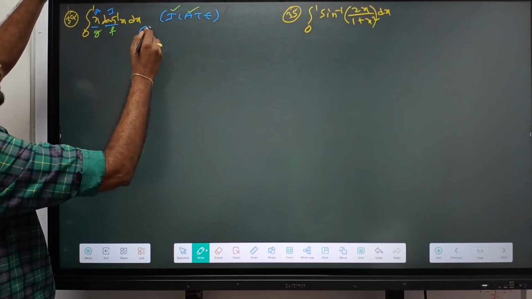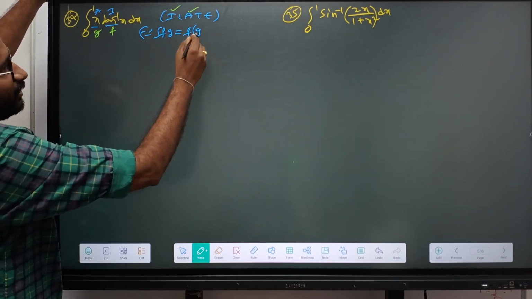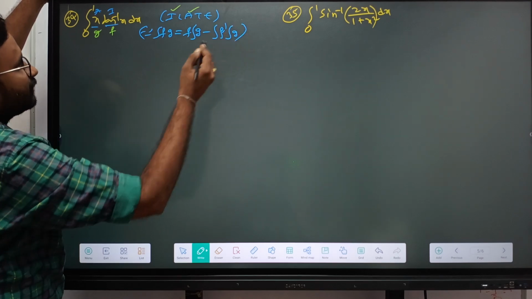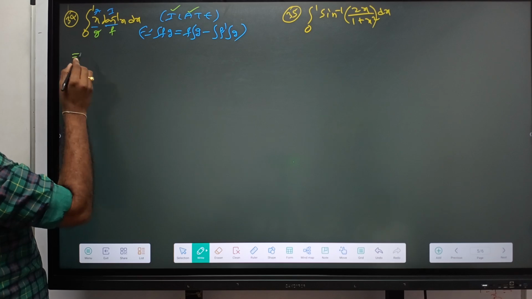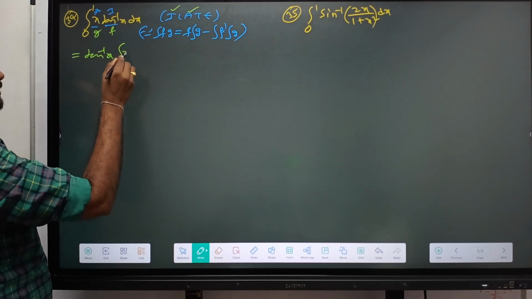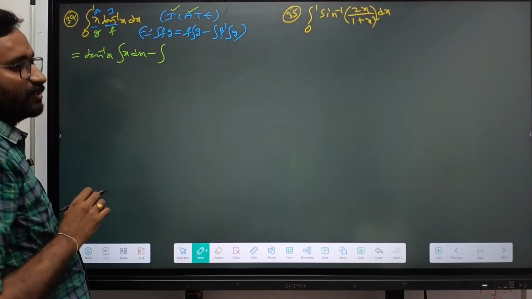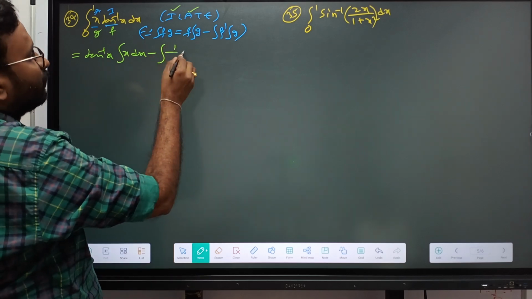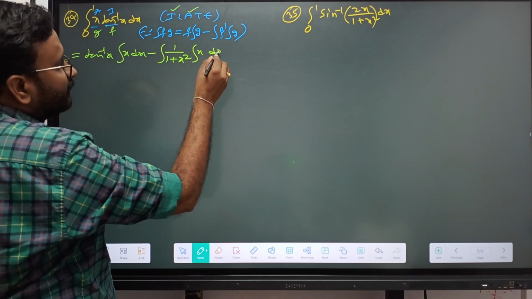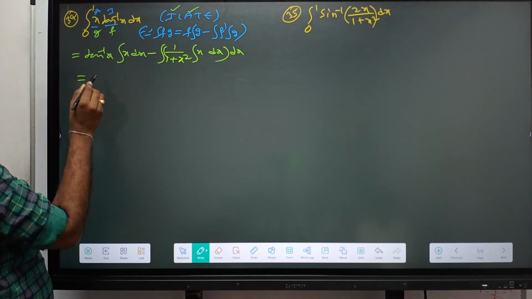What is by parts formula? Integral f of x g of x dx is equal to f of x integral g of x minus integral f dash of x integral g of x dx. So, substitute here. First f of x. What is f of x? Tan inverse x integral g of x dx minus integral f dash of x, derivative of tan inverse x is 1 by 1 plus x square, integral x dx whole dx. Okay? Which is equal to integral x dx, what? x square by 2.